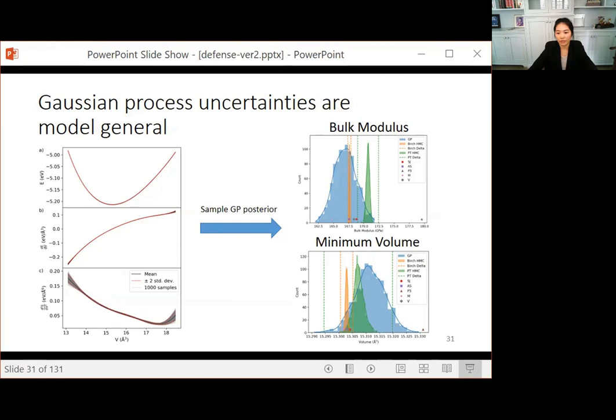And I'm showing the distributions for the bulk modulus and the minimum volume. And for the Gaussian process, the distribution is in blue. And we see that it covers pretty much all of the equations of state that could possibly be the true equation of state, all of the different models. And when we look at the Bayesian regression or the delta method, it doesn't cover the other models. So we say that the Gaussian process uncertainty is model general. It includes uncertainty that you could get from model selection.